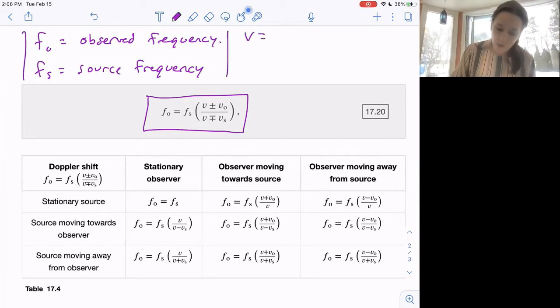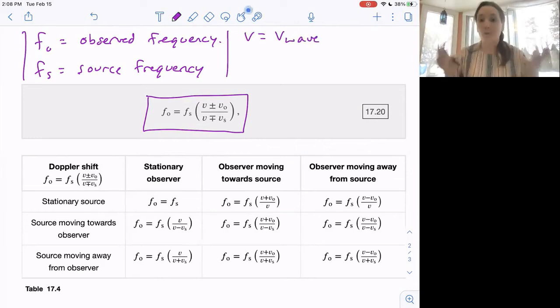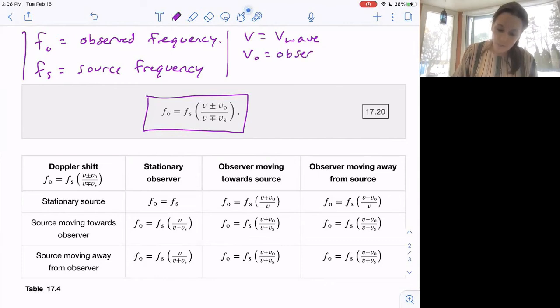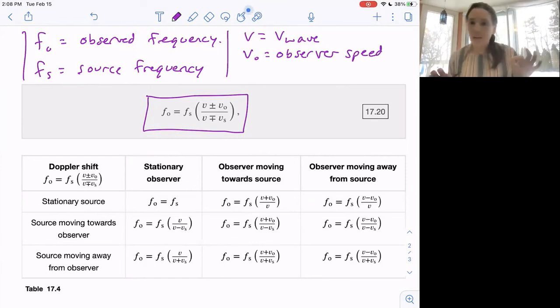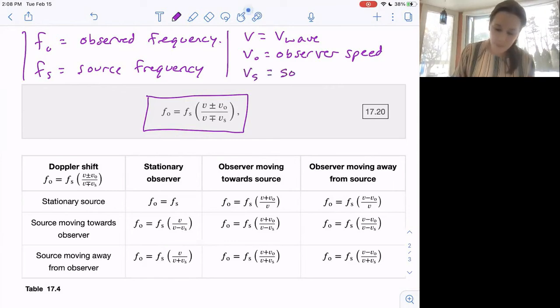So we have those two things. We have v, which is the wave speed. That's just the basic wave speed, the speed of sound, for example, 344 meters per second if it's a sound wave in air on a regular day. vO is the observer speed, not velocity, because it's just going to be how fast they're going, and the plus or minus sign takes care of which way. And same thing for vS, that's going to be the source speed.